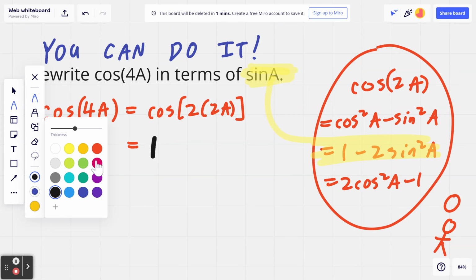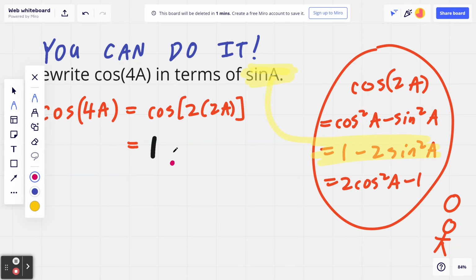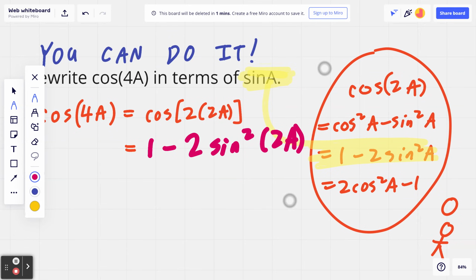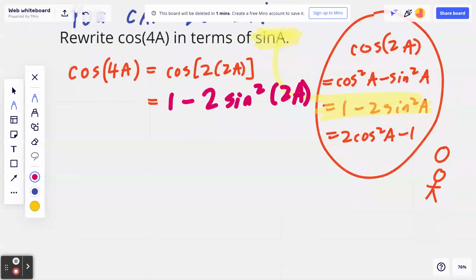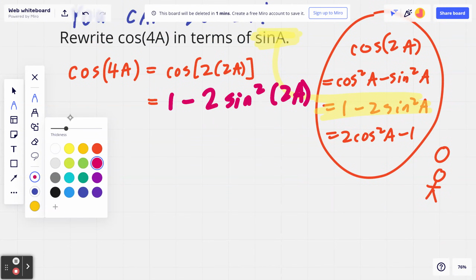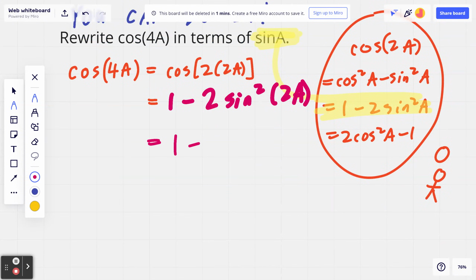Let me go back to the same color for you. 1 minus, that's not the same color, but that's okay. 1 minus 2 sine square 2A. Now, you got to keep going and recognize that you can expand this a little bit. So this equals 1 minus 2 in brackets sine 2A to the power of 2.